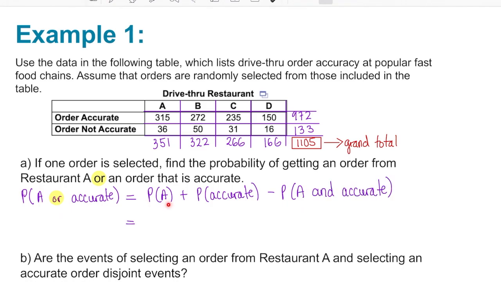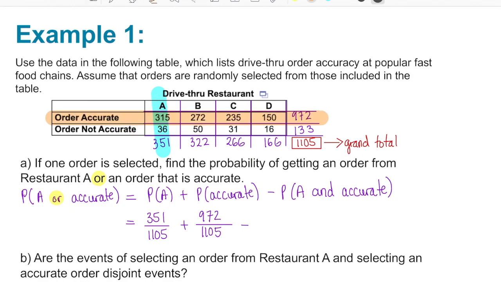To find the probability of A, I will take the total number of orders from restaurant A divided by the grand total. To find the probability of accurate, I'll take the number of orders that are accurate divided by the grand total. To find the probability of A and accurate, I'm looking for the total numbers of orders that are from A and also accurate. These are orders from A. 315 are from A that are accurate, 36 from A that are not accurate.